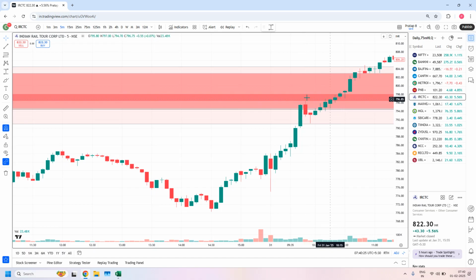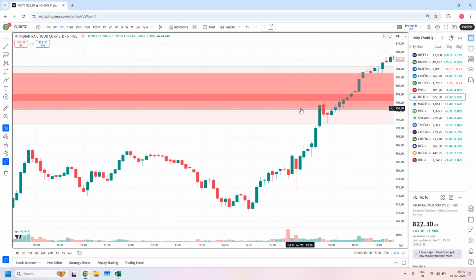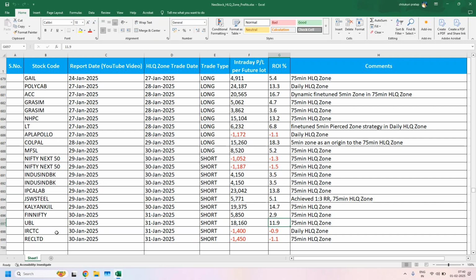So that means there is a strong order flow, but compared to today's demand, it is not good enough to give us a good trade. But anyway, it is stopped out. So how much has IRCTC given? 14,000 rupees loss, which is a 0.9% negative ROA.